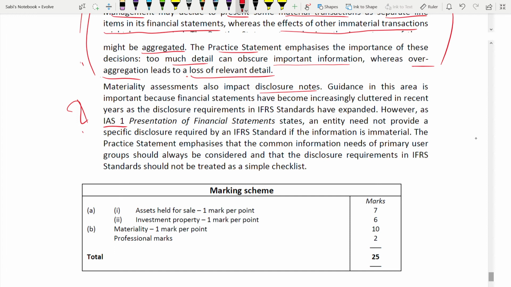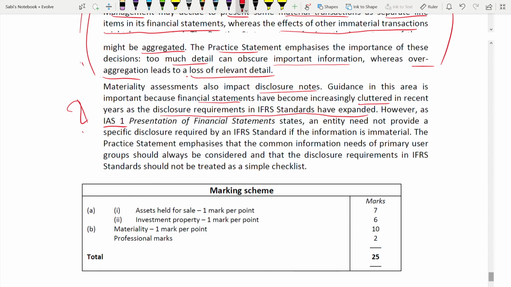Why? Because if you see the financial statements, the disclosure notes are so many. It is cluttered. In recent years, it is too much cluttered. Because the disclosure requirements in IFRS standards have expanded now. Under each IFRS standard, they are expanding this requirement. They want more and more and more disclosure. That means more and more and more clutter.